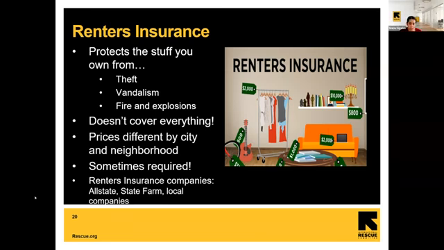And there are many different companies that offer renters insurance, like some of these bigger names like Allstate or State Farm, but there are also some small local companies that might offer better rates. So like we said, it's good to ask around and see what people recommend for renters insurance and see what kind of coverage you'll need.